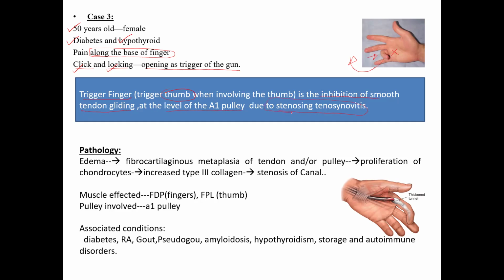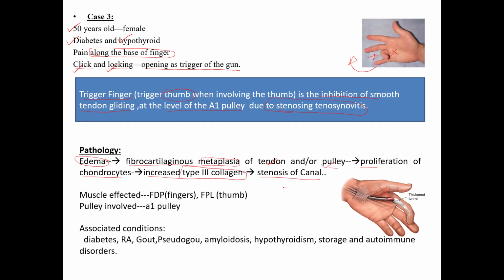Due to stenosing tenosynovitis, that is constricting tenosynovitis. Why is it causing constriction here? Due to some pathology, either diabetes or the patient is hypothyroid, there is edema happening in the soft tissues. This edema will change into fibrocartilaginous tissue, that is fibrocartilaginous metaplasia. It happens in the tendon, it can happen in pulleys. This is then followed by proliferation of the chondrocytes. Chondrocytes start producing unhealthy type of collagen, that is collagen 3, resulting in stenosis of the canal.